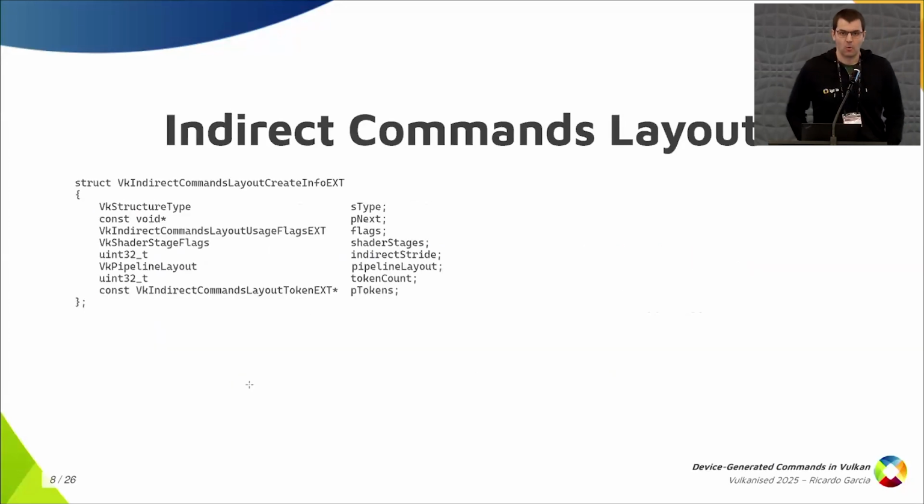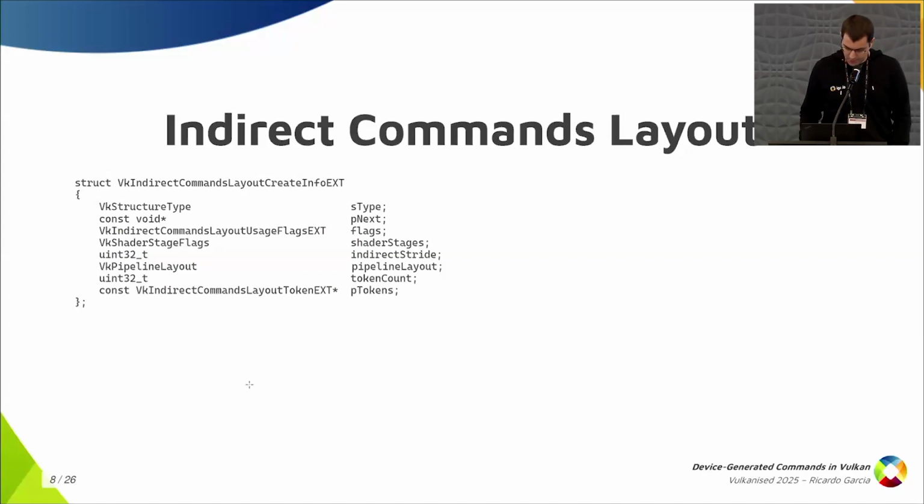How do you create one of those indirect commands layouts? Well, with one of those typical Vulkan calls to create an object, where you pass these create info structures that are always present in Vulkan. And as you can see, you have to pass the shader stages that will be active while you execute those indirect commands. You have to pass the pipeline layout, and you have to pass an indirect stride. The stride is the amount of bytes for each sequence, from the start of a sequence to the next one. And the most important information, of course, is a list of tokens, an array of tokens that you pass as the token count and then the pointer to the first element.